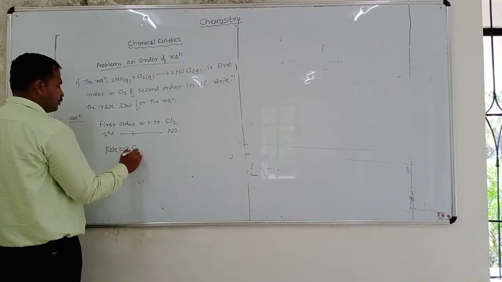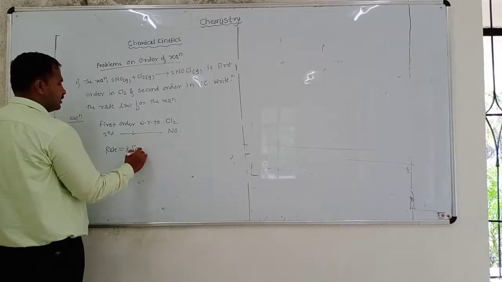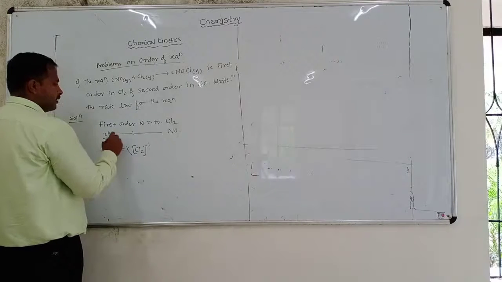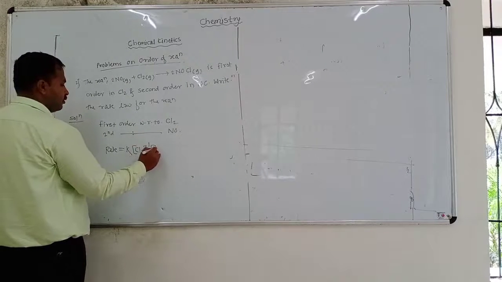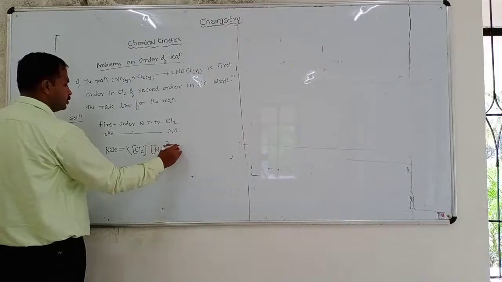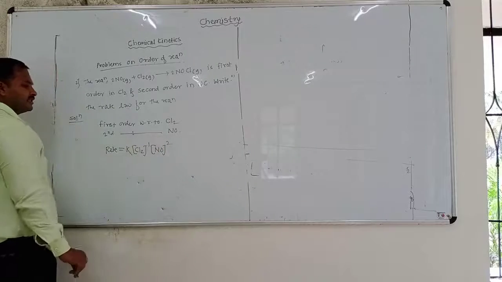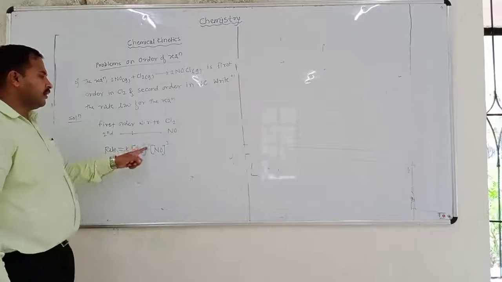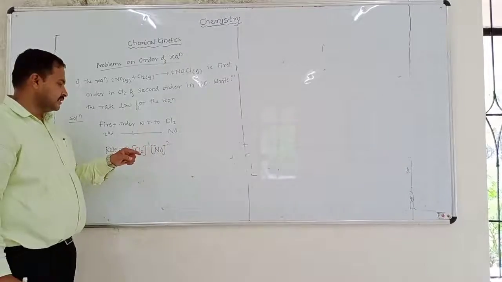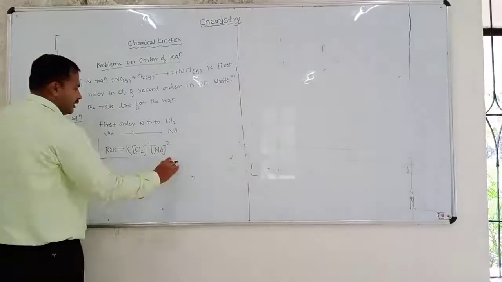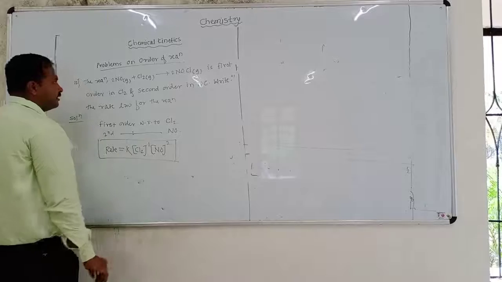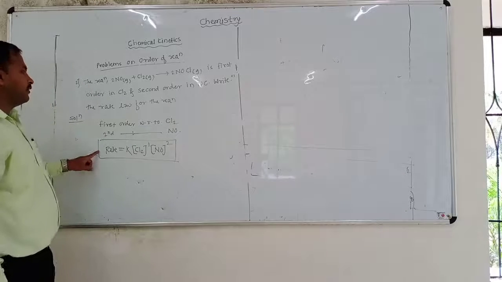Second order, so what exponents come for both? For Cl2 it is 1. Second order with respect to NO, what comes? NO raised to 2. Overall order of reaction is equal to 3, 1 plus 2. This is the rate law of the given reaction.